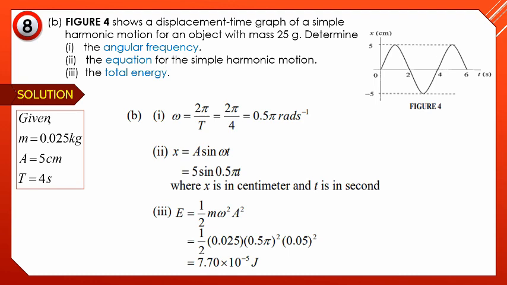For the equation for the simple harmonic motion, we refer to the general equation first, which is x is equal to a sine omega t. We substitute the amplitude a and the angular frequency omega. So we get the equation for the simple harmonic motion, which is 5 sine 0.5 pi t, where x is in centimeter and t is in second. For the total energy, the equation is half m omega square a square. We substitute the value and we get the total energy, which is equal to 7.7 times 10 power of negative 5 joule.